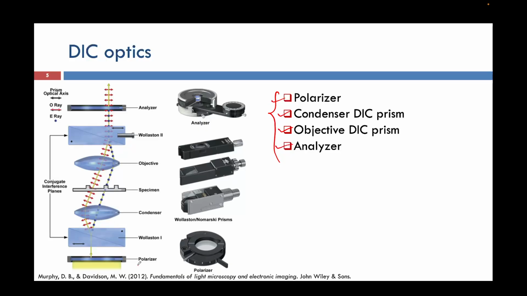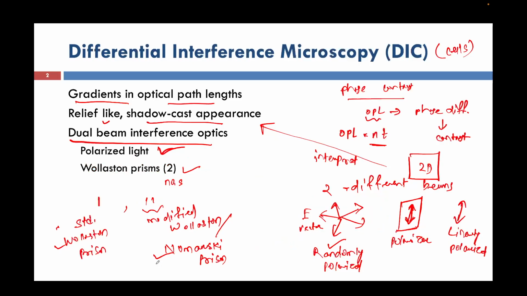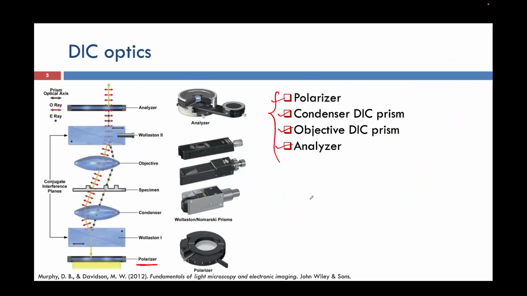Here you see the first component is called the polarizer. We know the polarizer from our previous session. What does the polarizer do? The polarizer's job is, from a randomly polarized beam, to give us a linearly polarized beam, right? So that is the job of a polarizer, and we have introduced a polarizer in our DIC system.